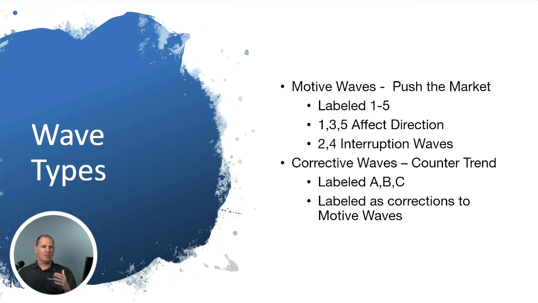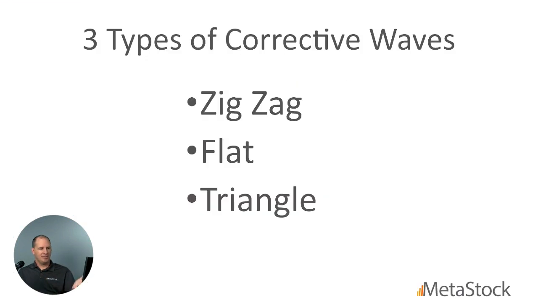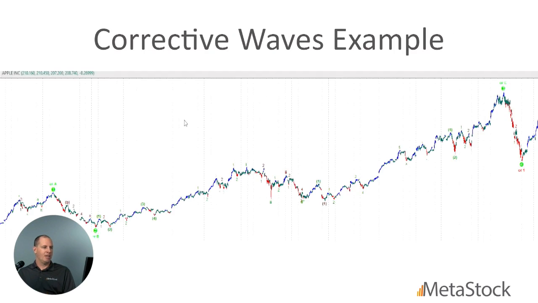So then on the other side, we have corrective waves. And there's 3 types of corrective waves. We're not going to go into these, but just so you're aware, there's 3 different types. And the software, remember, is going to do all this for you. So you don't actually have to go through and figure out these wave counts. It's going to label them for you and help you know what's going on.